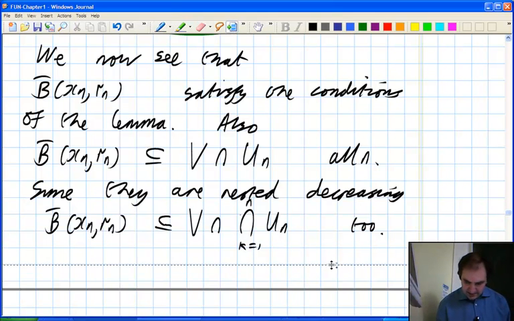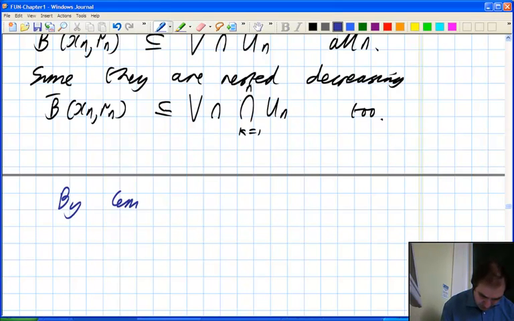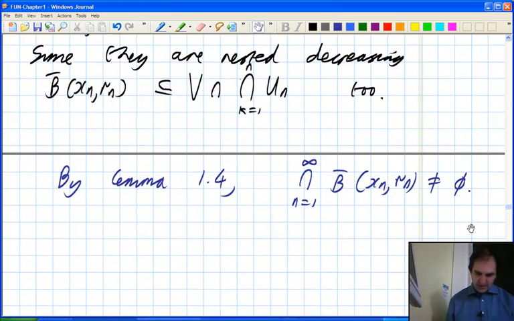Now we apply the lemma. And the uniqueness doesn't matter so much. So by Lemma 1.4, the intersection from n equals 1 to infinity of these closed balls is non-empty. But if you intersect the balls, it's contained in V intersected with the intersection of all the open sets.